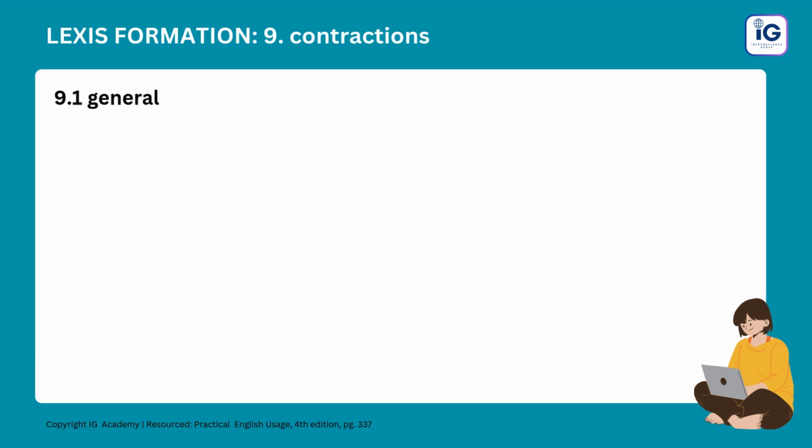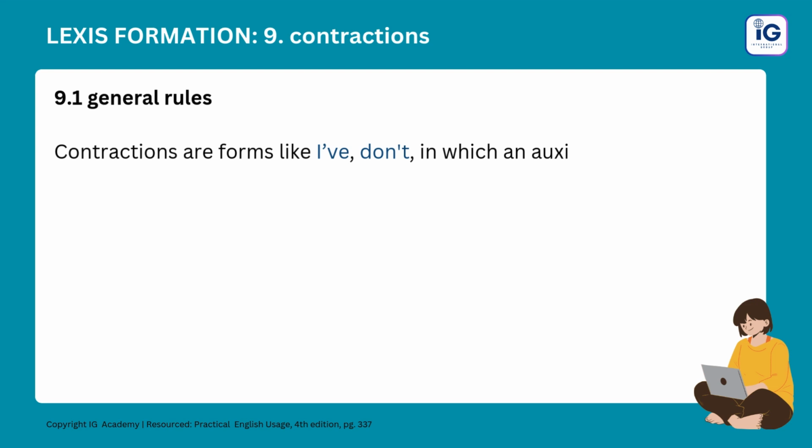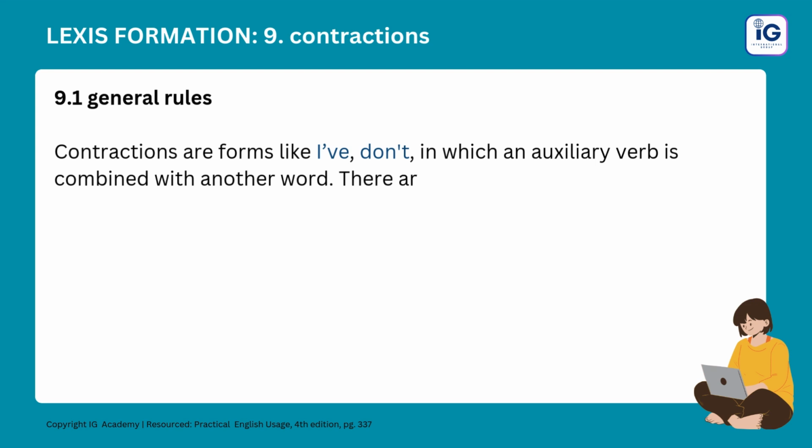Lexis formation. Lesson 9. Contractions. 9.1 General rules. Contractions are forms like I've and don't, in which an auxiliary verb is combined with another word. There are two kinds.